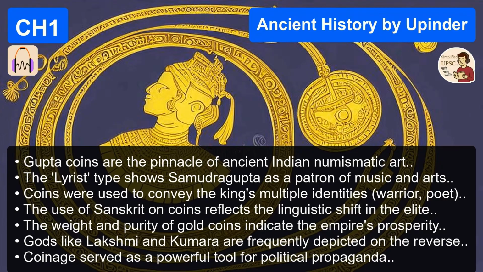Kharoshthi was used mainly in the Northwest, in modern Pakistan and Afghanistan, and it was written right to left, showing the influence of Aramaic from the Persian Empire.